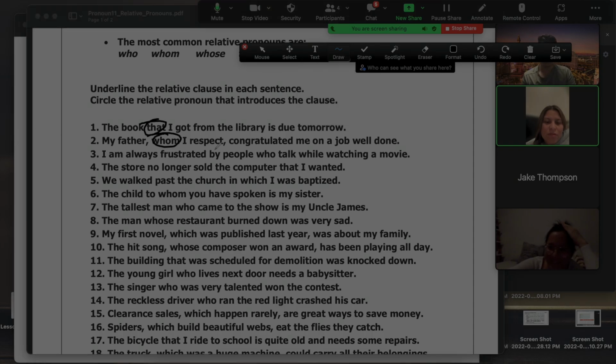I am always frustrated by people who talk while watching a movie. Who? She always talks when she watches a movie. Your turn, Valerie. The store no longer sold the computer that I wanted. That. Very good. We walked past the church in which I was baptized. Which? Oh, speaking of baptisms, the child to whom you have spoken is my sister. Whom? Very good.